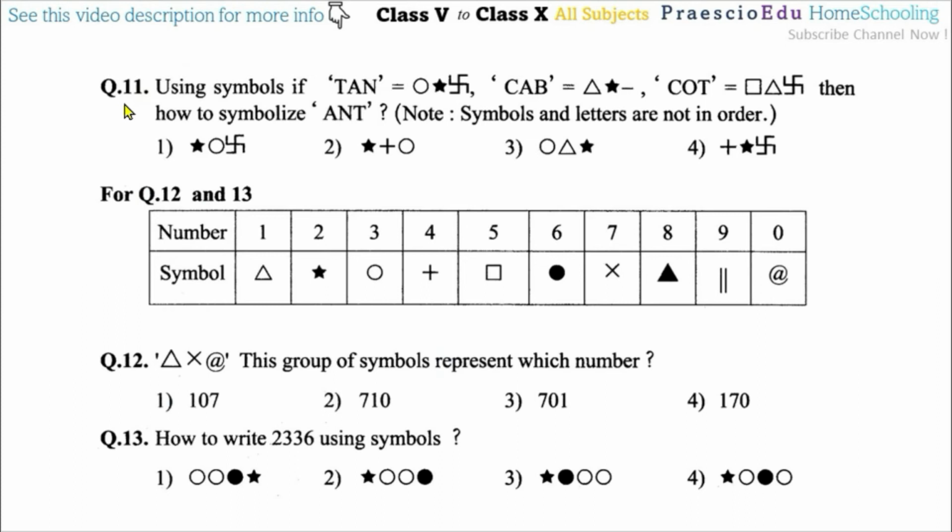Then question number 11. Using symbols, if TAN is this one, CAB is this one, COT is this one, how to symbolize A and T? Note, the symbols and the letters are not in order. So TAN and CAB, in this one A is common. For the same, which symbol is common? This star. So A is this one.